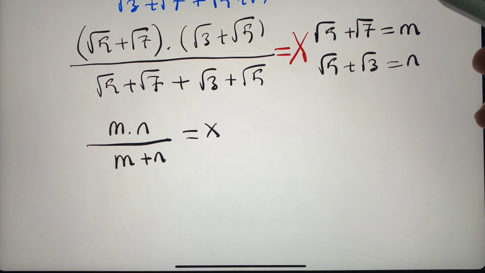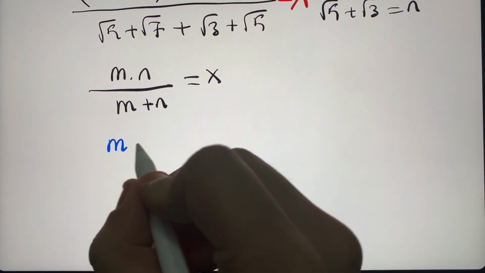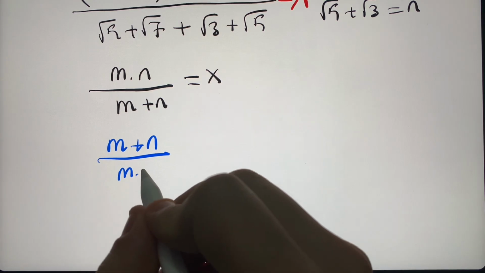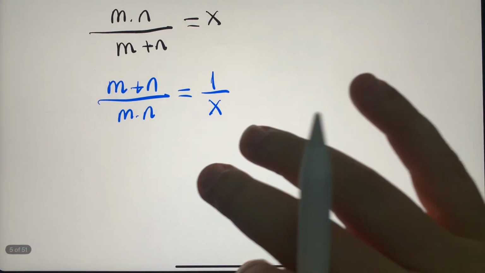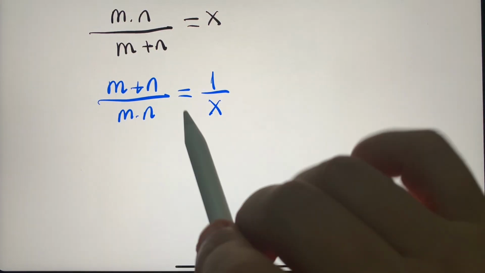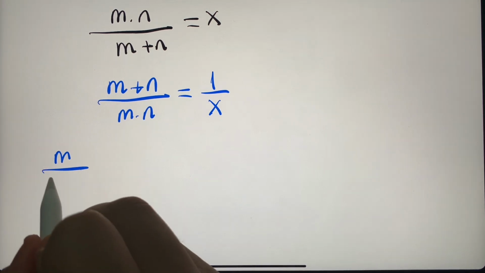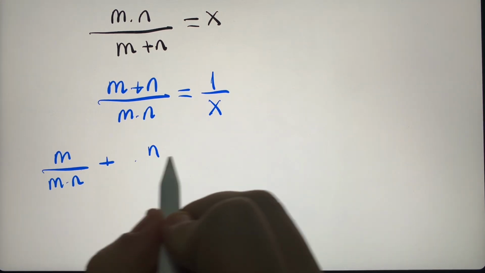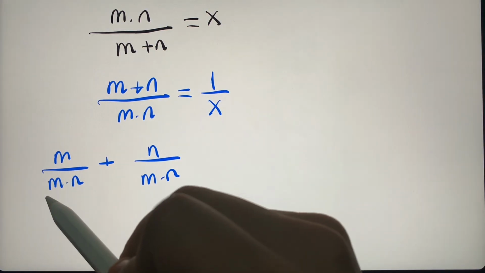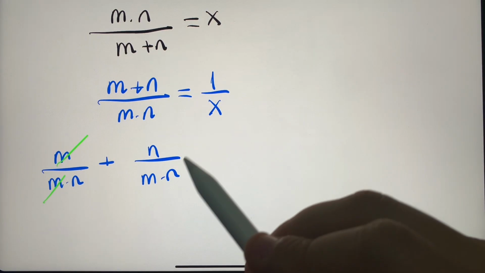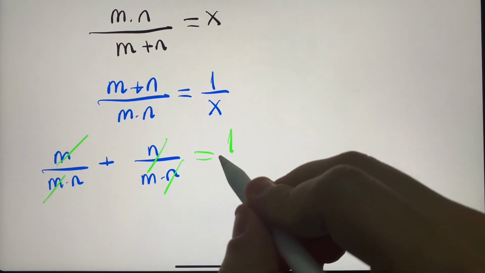Now it's a little difficult to solve this question this way, so I make this expression somersault: m plus n divided by m times n equals 1 divided by x. Now it's easier because the lower parts are the same, so I can separate them: m divided by m times n plus n divided by m times n. Now if you pay attention, m and m simplify each other, and n and n simplify each other. Of course, this is 1 divided by x.